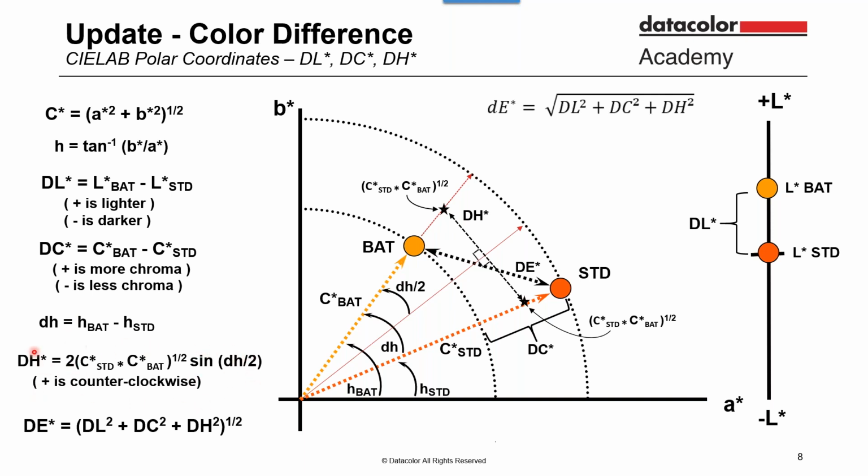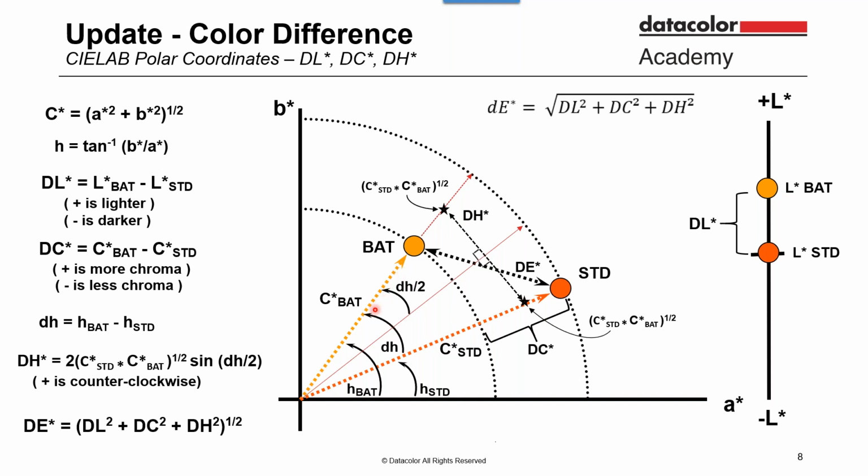Here's the equation for the DH calculation, and how it's done is we're using the C star values. This is the C star of the batch, and this is the C star of the standard. And what we're going to do is calculate what's called the geometric mean of these two C stars. And that position is going to be right where I have this black star. That's based on the C star of the standard times the C star of the batch, and the square root of that. So that sets this geometric mean here.